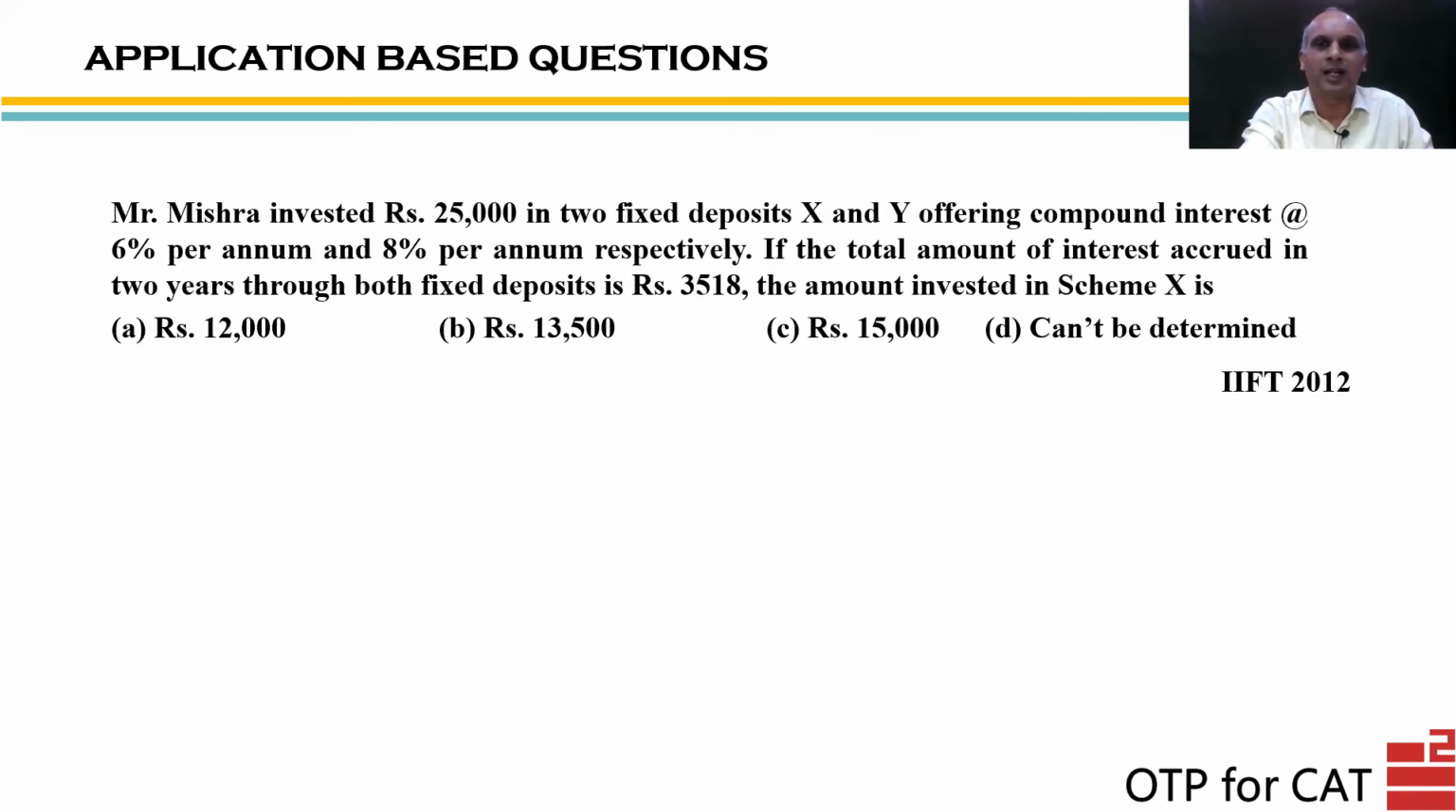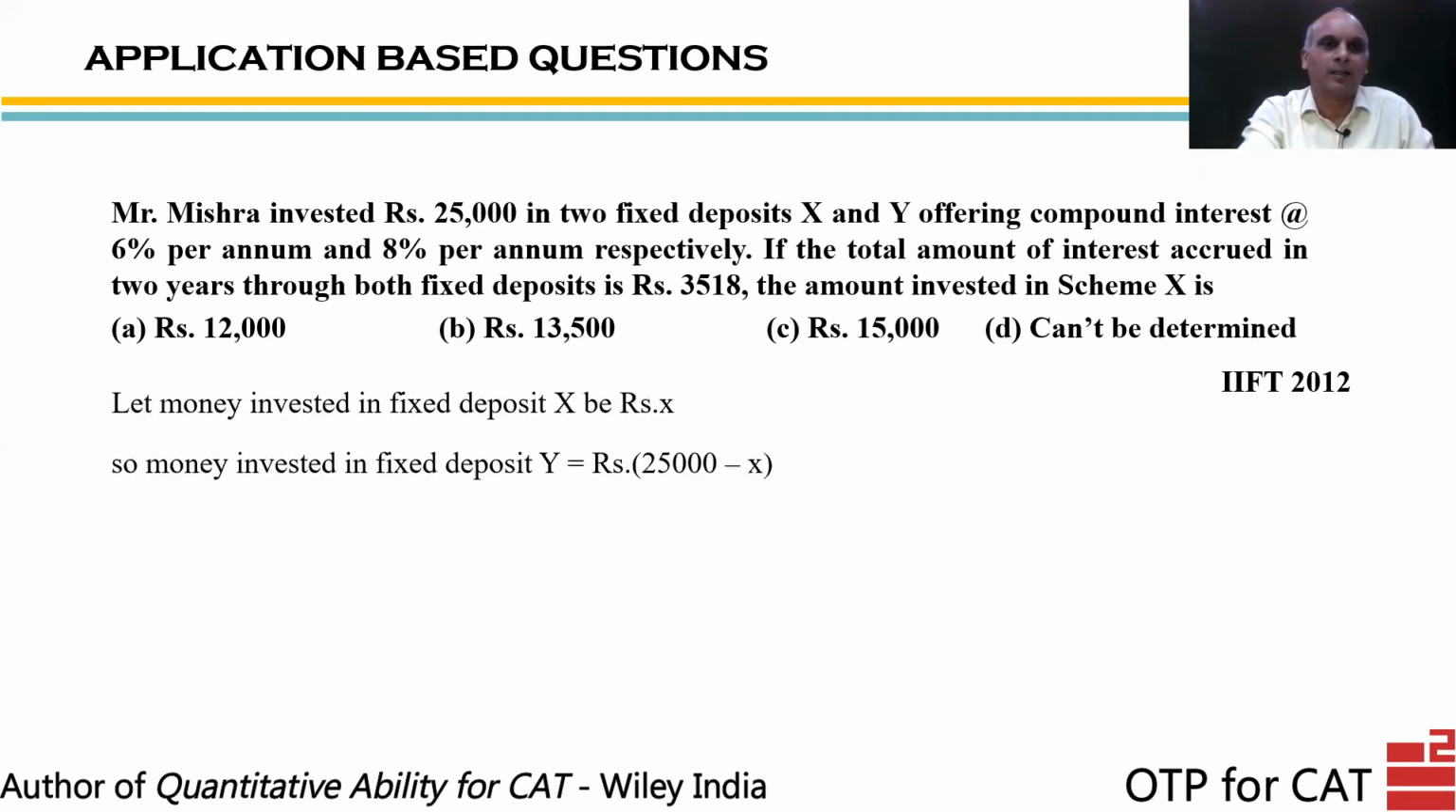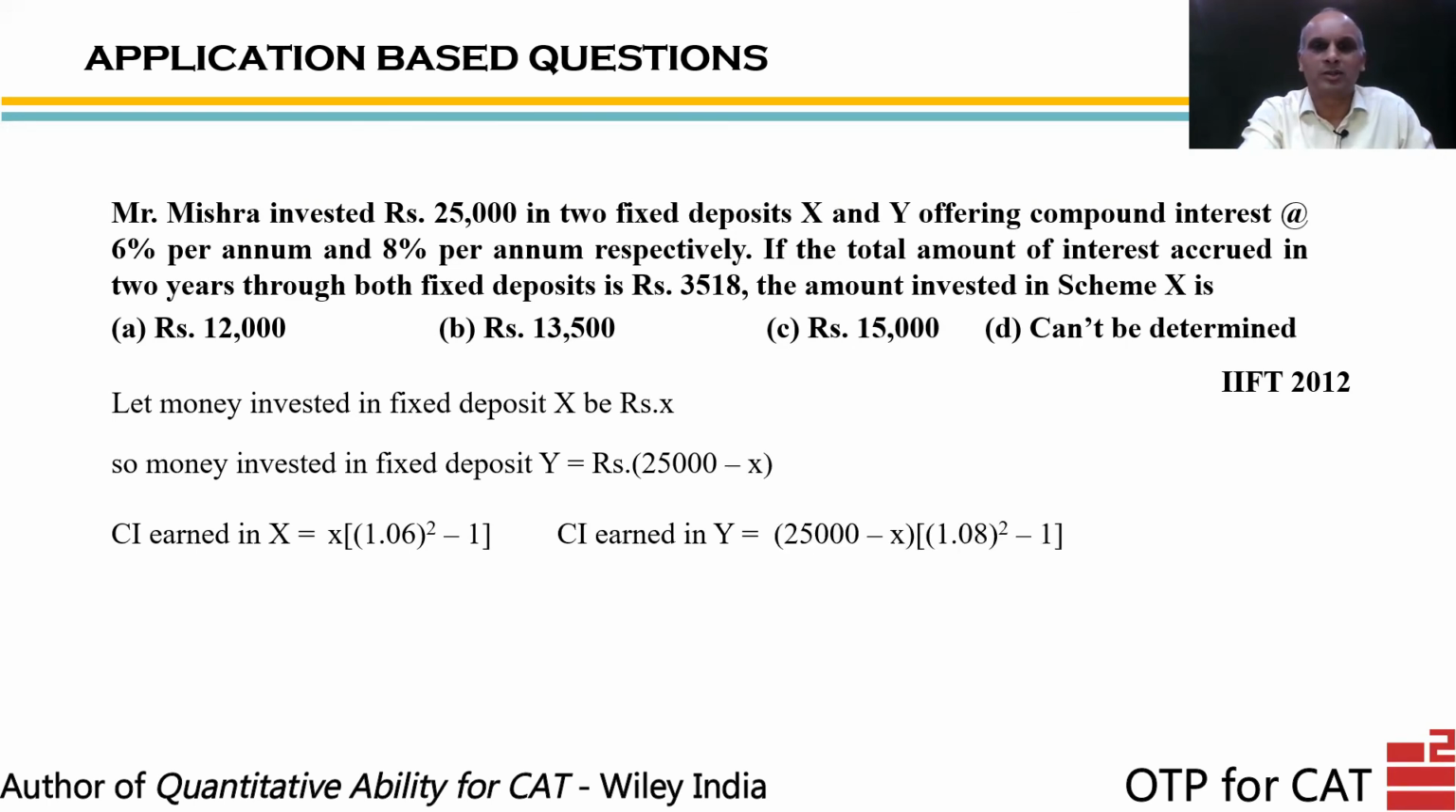One more problem. This is of IFT. So we have to break 25,000 into two parts, maybe X and Y, or maybe X and 25,000 minus X. So if the money in X FD is X rupees, the money deposited in Y FD will be 25,000 minus X. What is the CI earned in X? Now in X, the interest rate is 6%. So CI will be this formula, this value. And CI earned in Y FD will be this much.